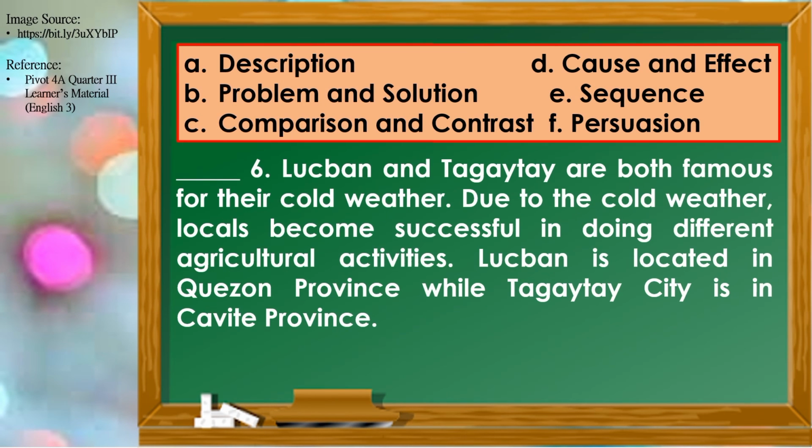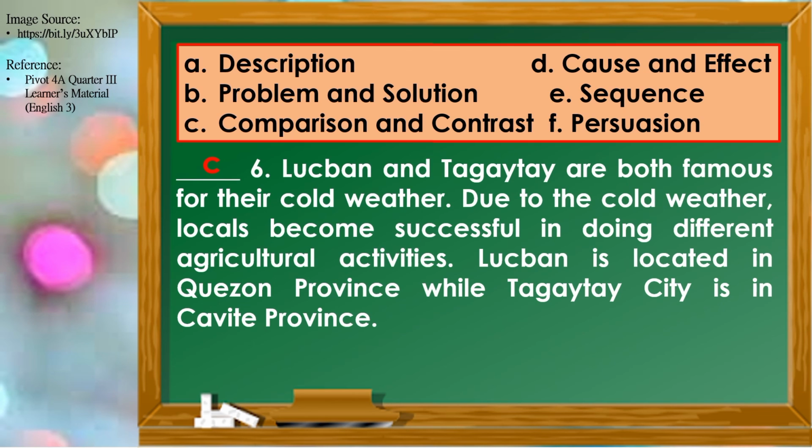And for the last item, Lukban and Tagaytay are both famous for their cold weather. Due to the cold weather, locals become successful in doing different agricultural activities. Lukban is located in Quezon Province, while Tagaytay City is in Cavite Province. What type of informational text is used in this item? Very good. The correct answer is letter C. This is an example of a comparison and contrast informational text.